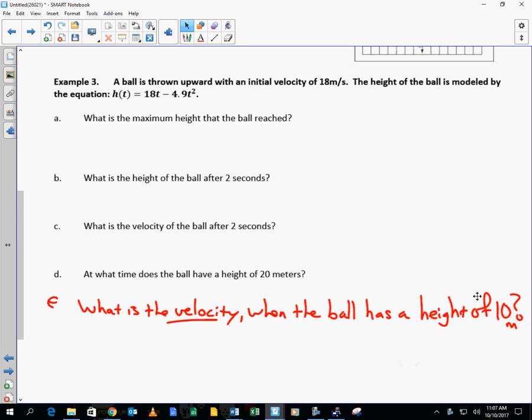Okay, we're going to do two types of application problems here, and that will be it for today. It says a ball is thrown upward with an initial velocity of 18 meters per second. This might ring true of a little physics for you. And the height of the ball is modeled by the equation h of t is equal to 18t minus 4.9t squared. So if I look at that height, what type of shape does it make?